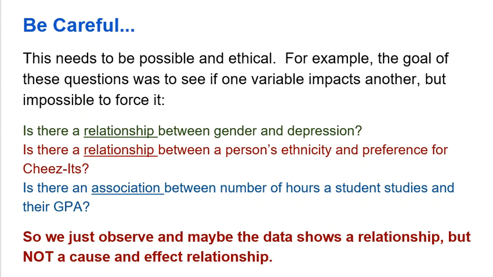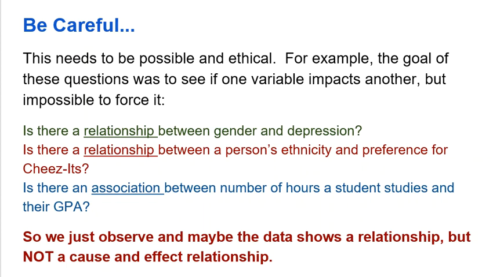Is there an association between the number of hours a student studies and their GPA? Listen, it's pretty obvious that how much you study affects your GPA. And a kid's GPA affects their college transcript, which affects where they go to school, right? It affects their future. So I can't change that.